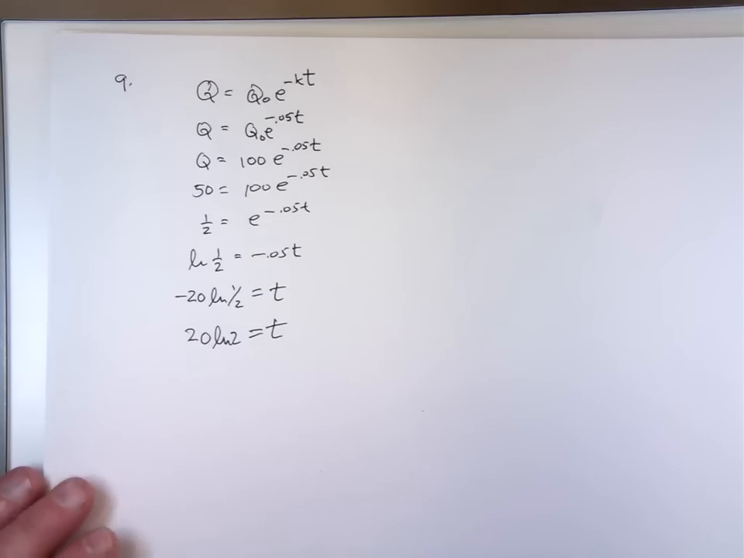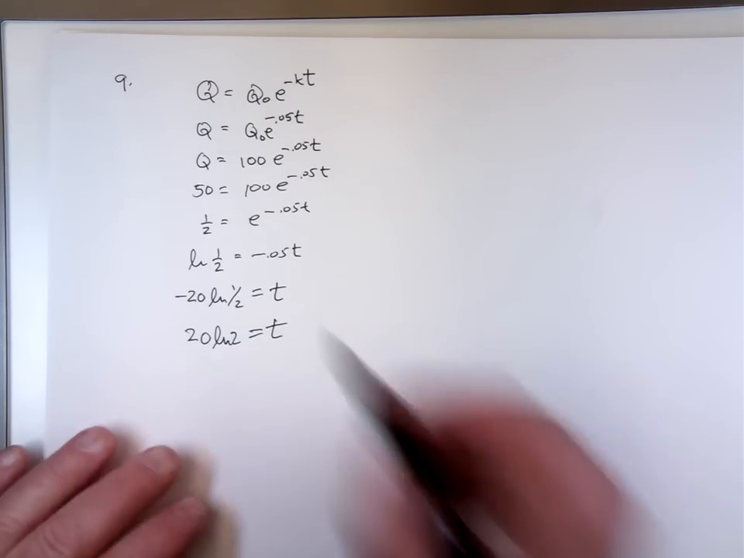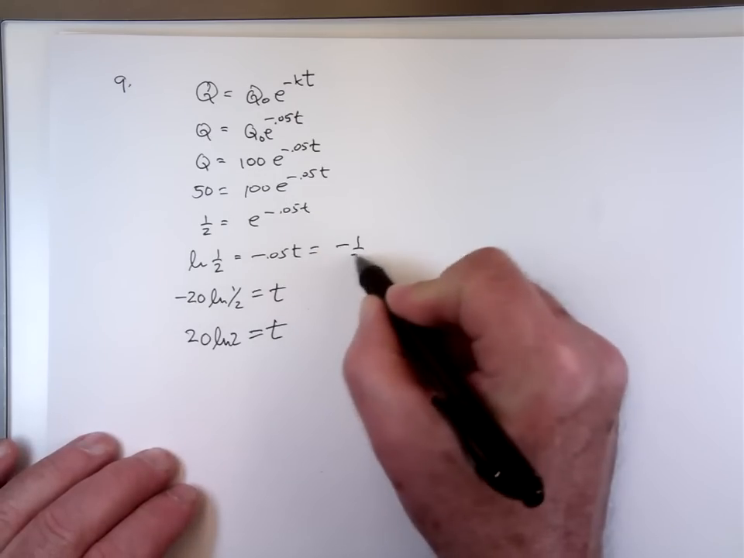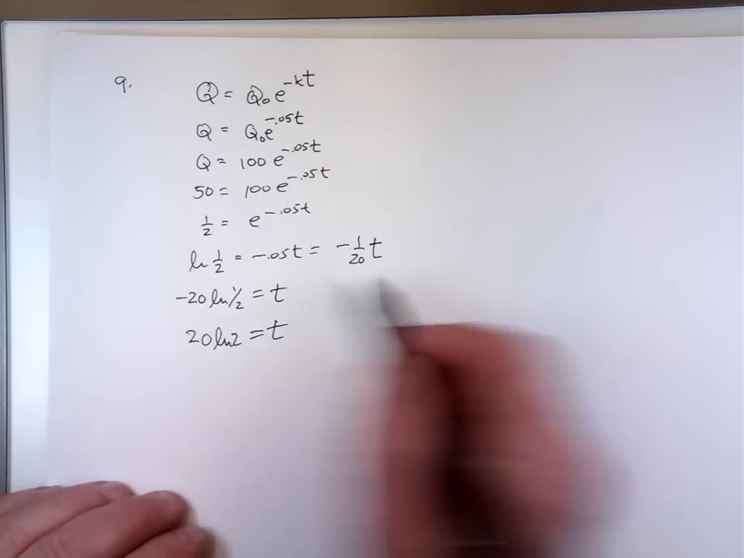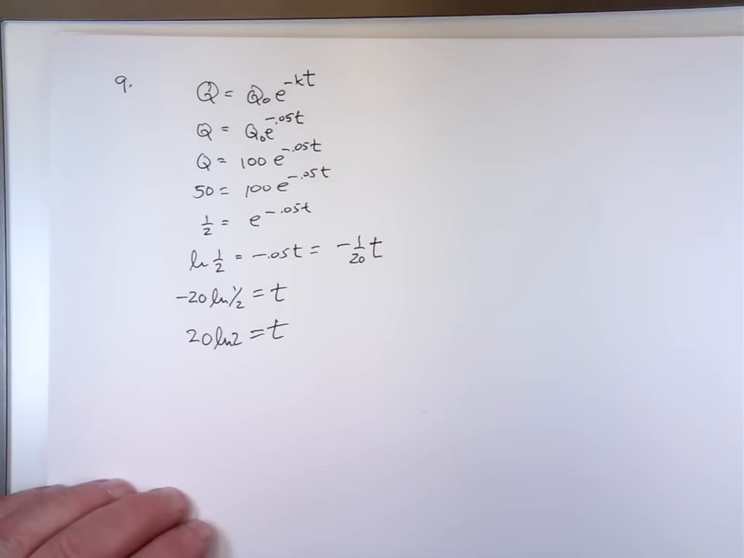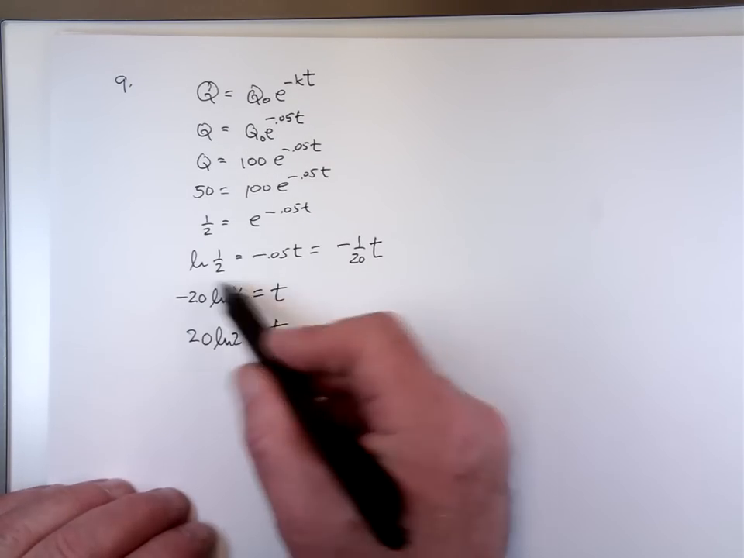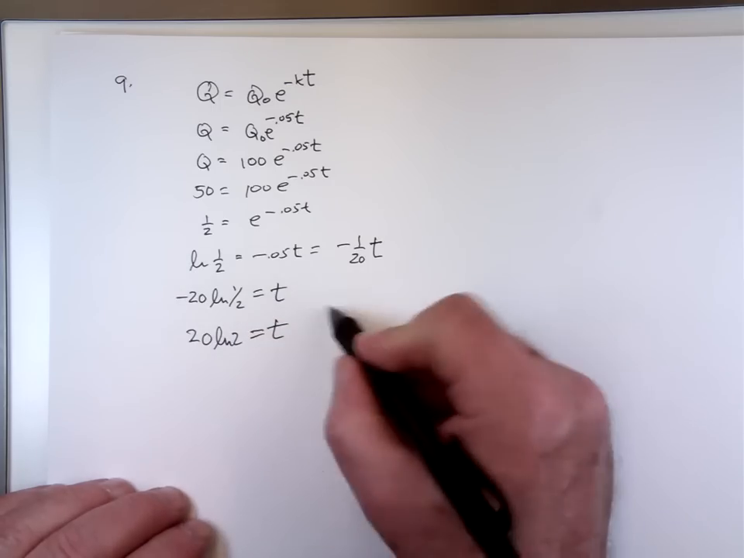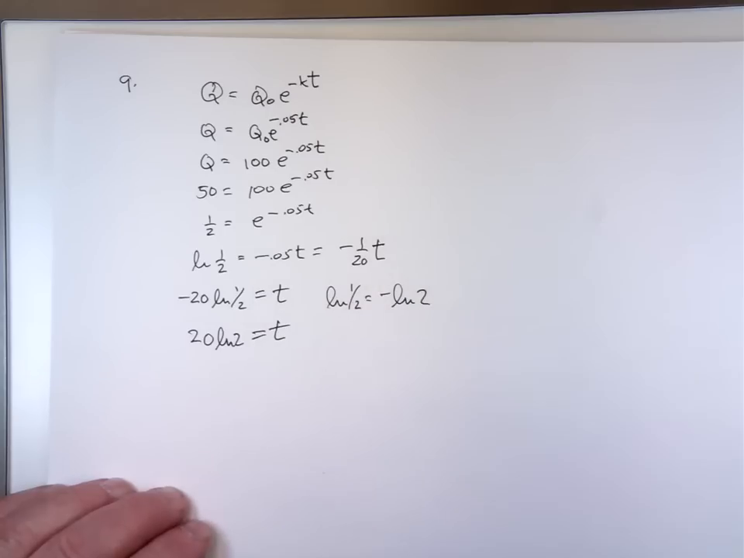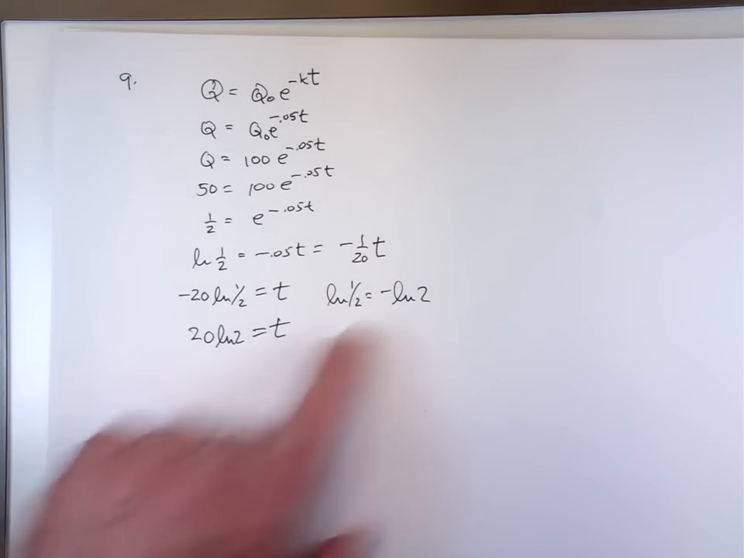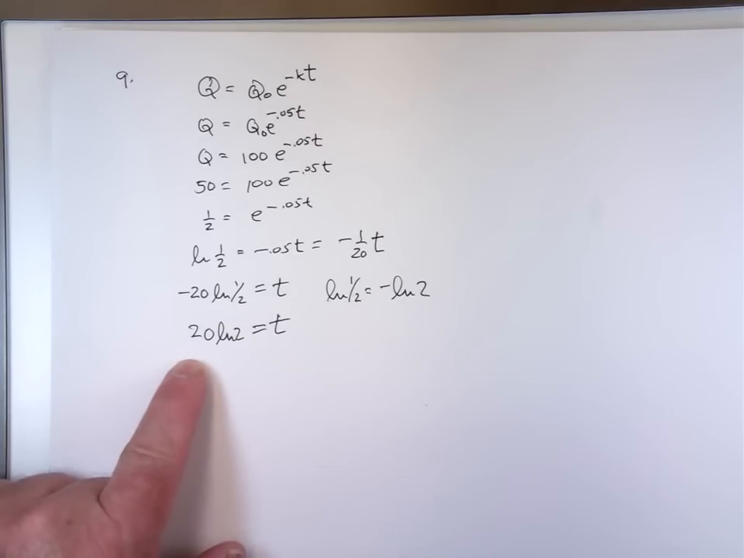I mentioned that the other day. So how did 20 get there? The 20, because this is negative 1/20th t. So I multiply by negative 20 to get rid of it. But then this is really bad form, because you should realize that natural log of 1/2 is negative natural log of 2. And that negative together with that negative will give you the positive 20.